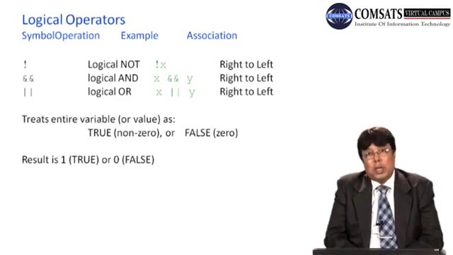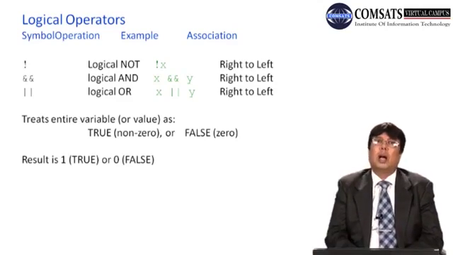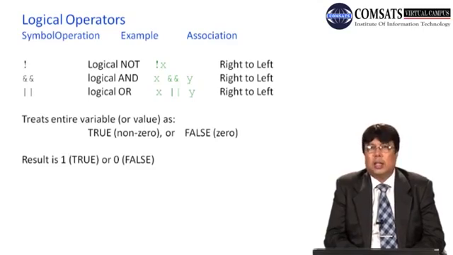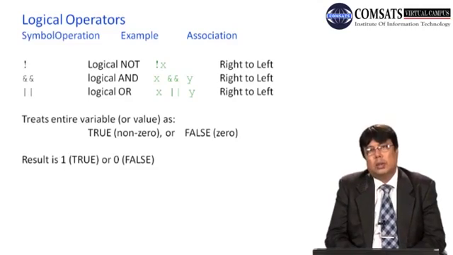For the OR operator, if X is true or Y is true, meaning if either of the two values is true, the answer is true. So if X is true and Y is false, the answer is true. X is false and Y is true, the answer is true. X is true and Y is true, the answer is true. And if both are false, then and only then the answer is false.